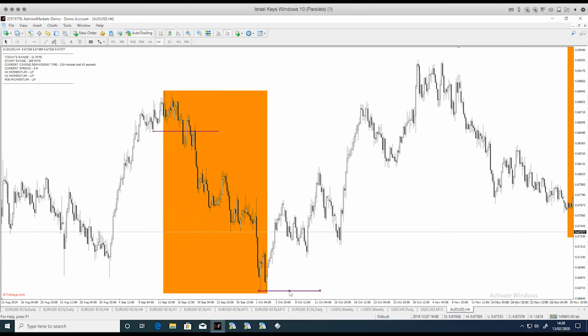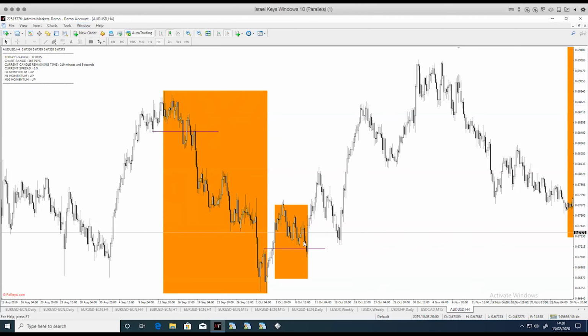So price makes a lower low here, right? Which would be expected. You then expect it to make a lower high and carry on going down, but it doesn't. It flips. It makes a lower low, and then it violates that high and makes a higher high. This here is what we call a market structure break, because it's broken the structure of the market so far.